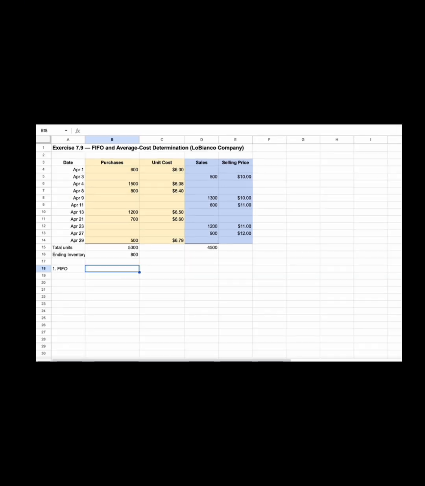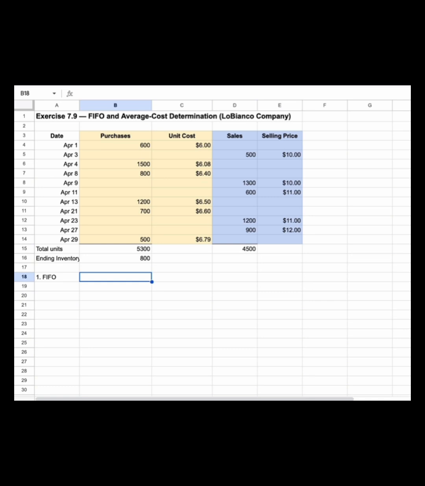First of all, under the periodic first in first out method, we assume the first units purchased are sold first. So the ending inventory consists of the most recent purchases. Since 800 units remain, we take 500 units from April 29 at the cost of $6.79 and 300 units from the beginning inventory with the cost of $6 per unit. So the ending inventory under FIFO method is $5,195.